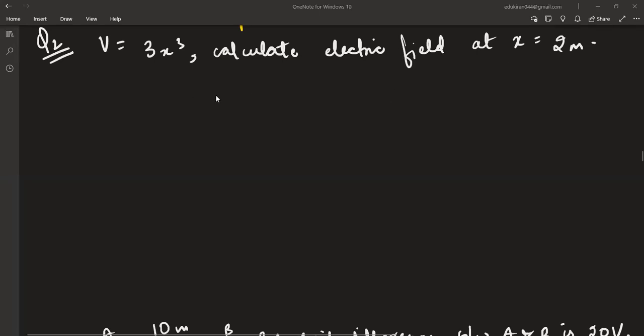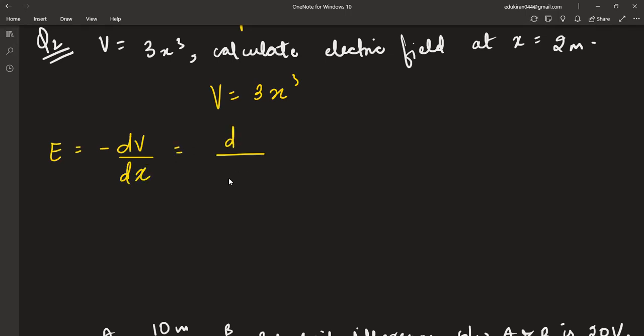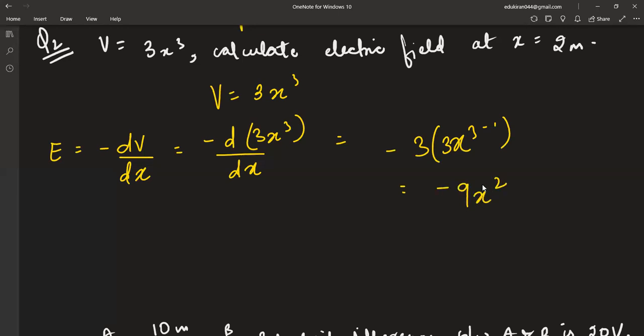Electric field, class. If potential is given as 3x cube, electric field is minus dV over dx. So this becomes 3x cube. Minus 3 will be taken out. So this 3 will also come, 3 minus 1. That becomes minus 9x square. Now, this is the value of electric field.